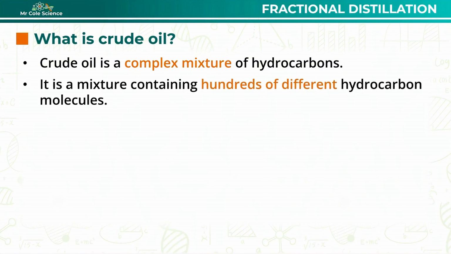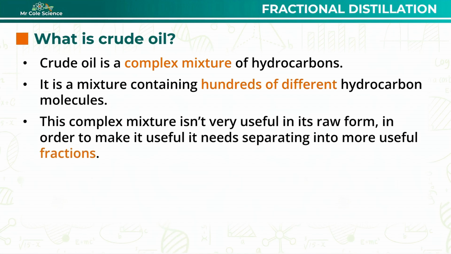It's a mixture containing hundreds, if not thousands, of different hydrocarbon molecules, all with different chain lengths and therefore different physical properties. Some of these hydrocarbon molecules are very small and contain just a few carbon atoms, whilst others are much larger molecules containing dozens of carbon atoms joined together in long chains. But the problem is that all of these hydrocarbons are mixed together. This makes crude oil not particularly useful in its raw form despite its hefty price tag.